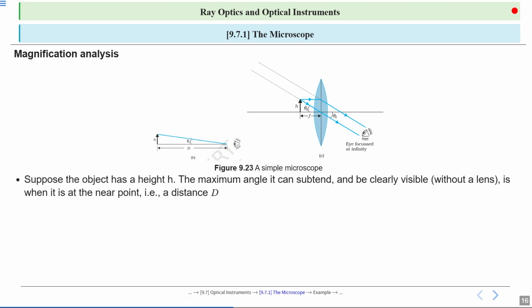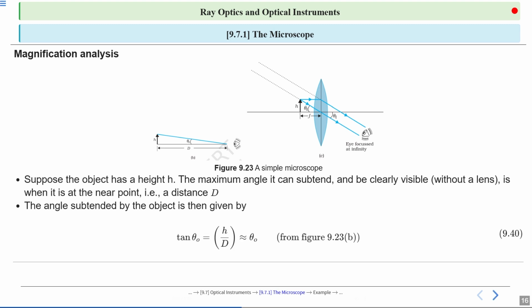Now consider the object we were observing. If the object has a height h, the maximum angle it can subtend without a lens is when it's at the near point, a distance d from the eye. This is crucial because it sets the baseline for understanding how magnification works. The angle subtended by the object at this near point is what we focus on next. This angle is a key factor in determining how much the object is magnified when viewed through the microscope.